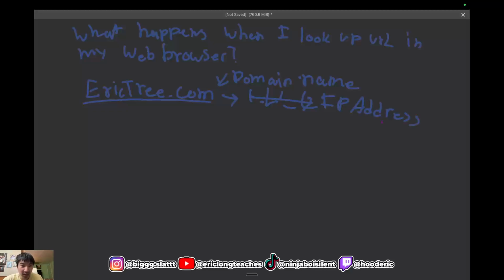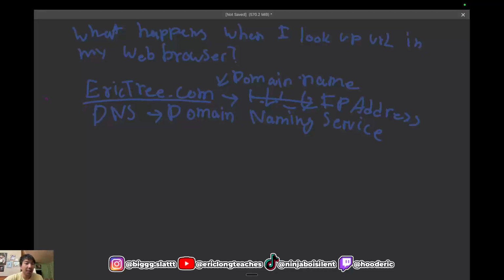And what this does is that it gets your domain and changes it to an IP address using something called the DNS. DNS stands for Domain Name Service. So that's what it does.